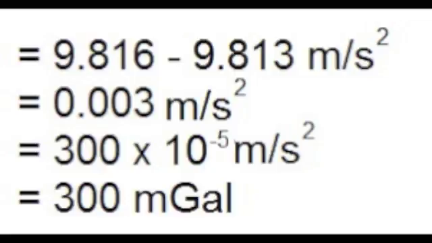And so this is the same as saying 3 times 10 to the minus 3. And if you want to convert it into milligauss, you've got to have 10 to the minus 5. So that's the same as saying 300 times 10 to the minus 5 meters per second squared. So it's actually equal to 300 milligauss.